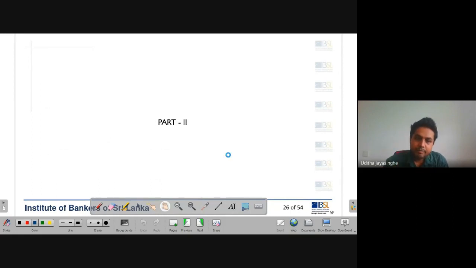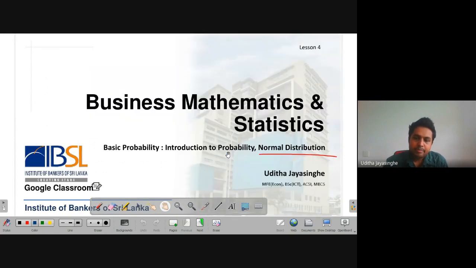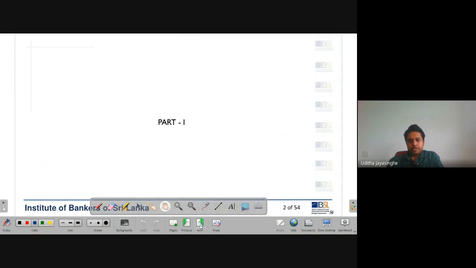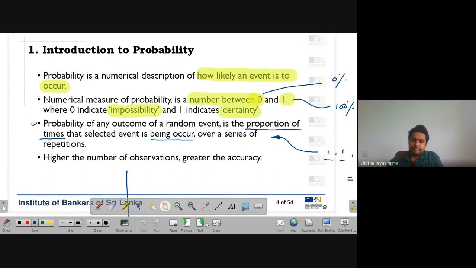Although we are on part number 2, let me quickly catch you up on part number 1, what we covered so far on the introduction to probability and the normal distribution. For the first part, we had a detailed discussion on what probability is. We got a brief introduction: the likelihood of an event occurring, and we defined that there is something called impossibility and certainty. Impossibility is 0 probability and certainty is 100 out of 100.